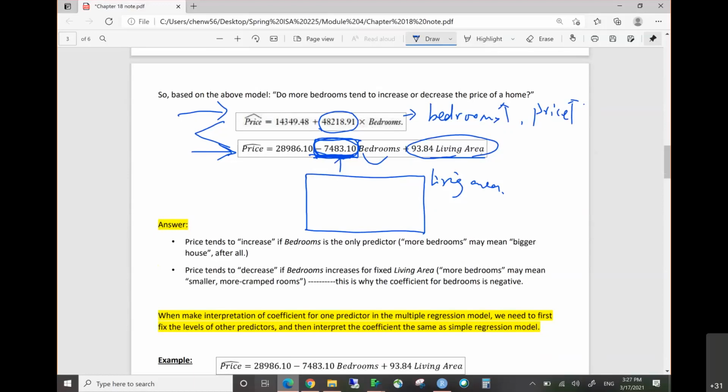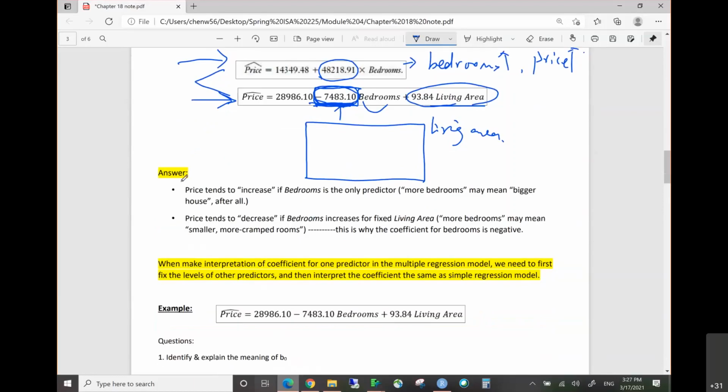All right, so now it should make sense. Because if you have a fixed living area, and you have smaller bedrooms but more bedrooms, then the design of the house may not be very good. I would not prefer this kind of house, so the house price will decrease by this much.